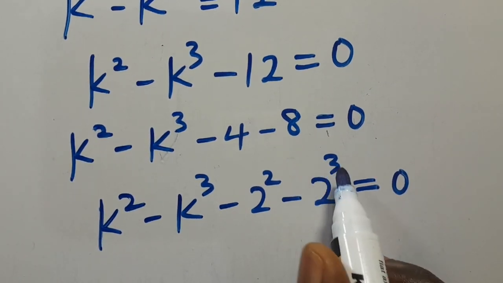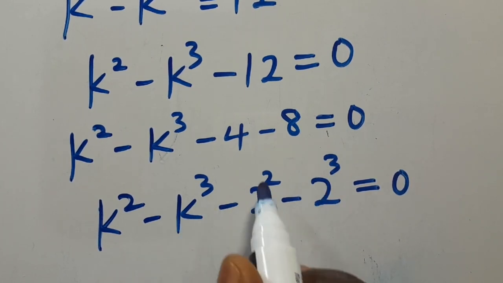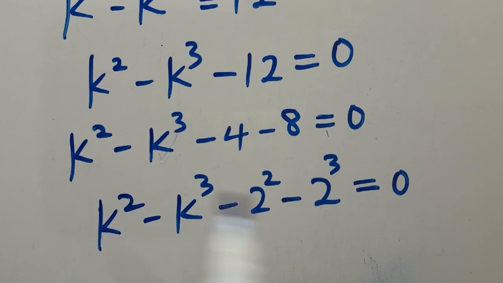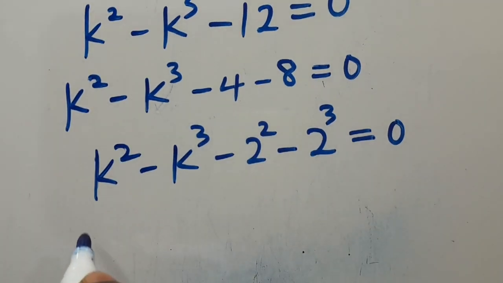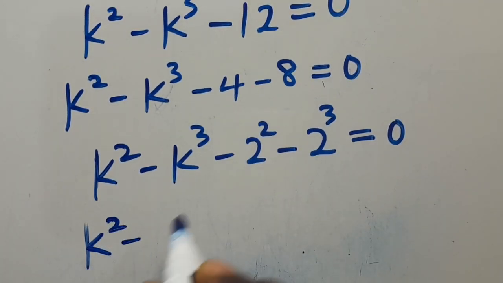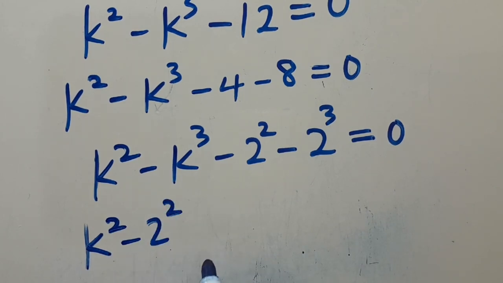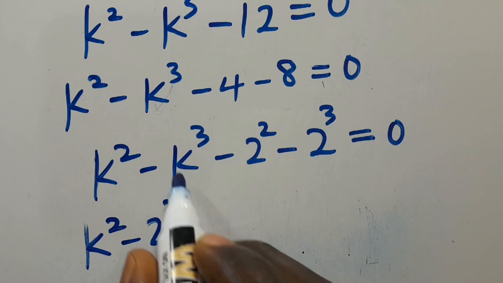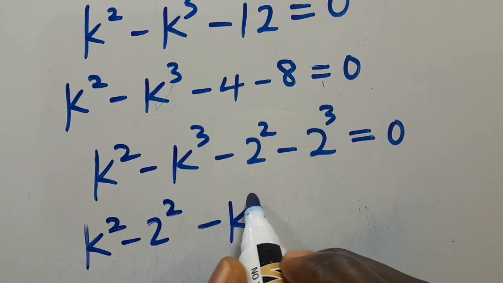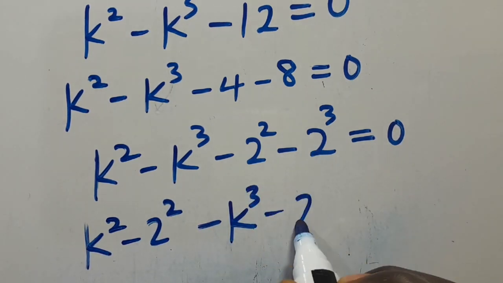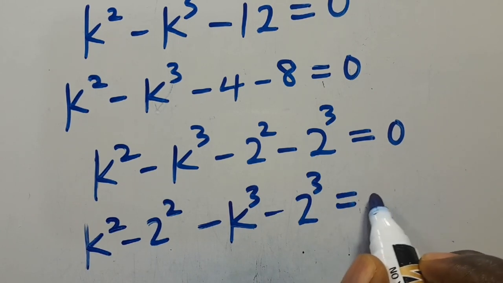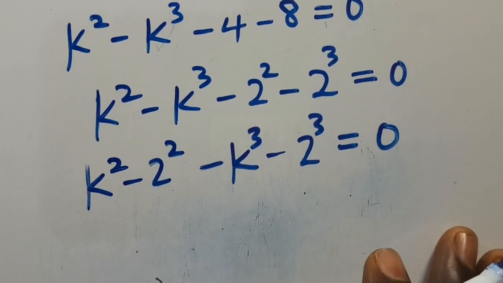Then you can see we have power 3. This one has power 3. Let's group them together. This one has power 2. This one has power 2. Let's group them together. So we are going to have k squared minus 2 to the power of 2, then we have minus k to the power of 3 minus 2 to the power of 3. Then we have everything equal to 0.